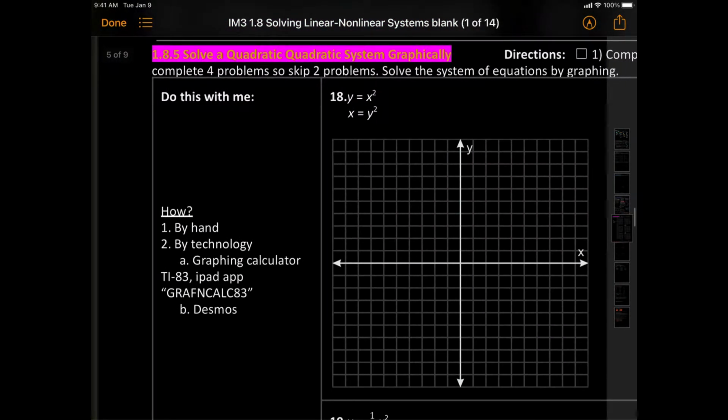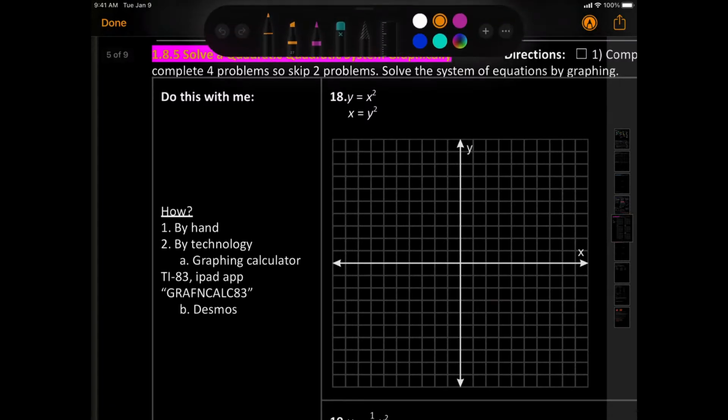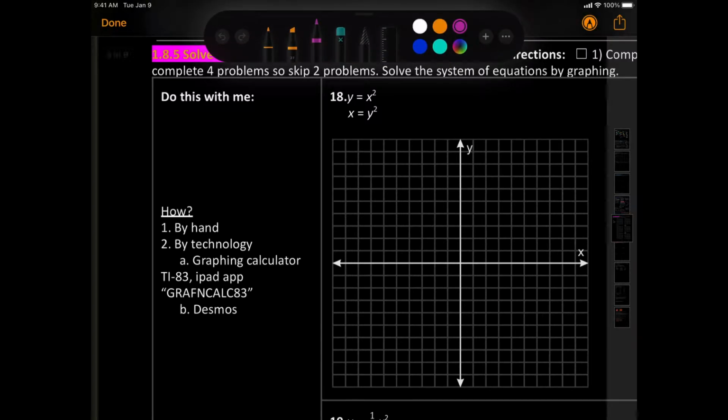Okay, there's a couple of ways that you can solve by graphing. You can go ahead and do this by hand. You can use a graphing calculator app. On my iPad, I'm using this TI-83 called Graphing Calc 83. It's been pretty good. And probably the best one is going to be Desmos for this particular set. Okay? So let's go ahead and try this one.